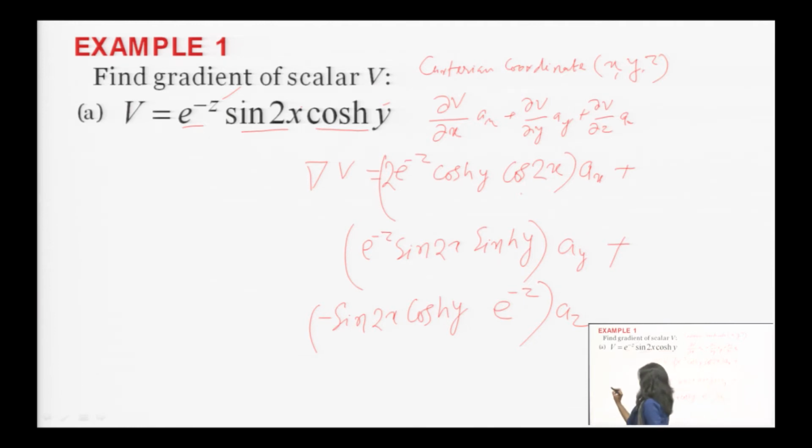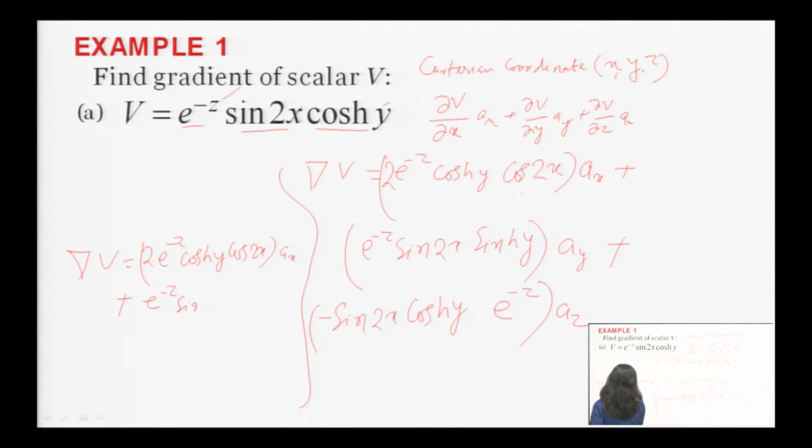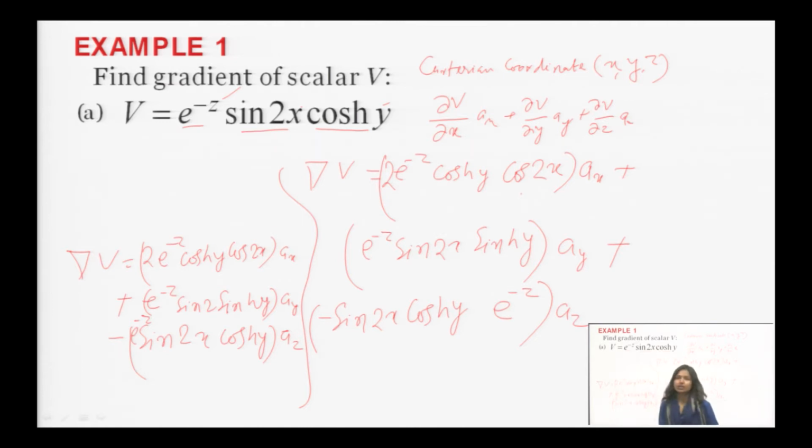We can simplify it and write del V equal to 2 e to the power minus z cos hy cos 2x ax plus e to the power minus z sin 2x sin hy ay, and minus sin 2x cos hy e to the power minus z multiplied by az. This is the final answer of the gradient of V, where V is given in Cartesian coordinates. Cartesian coordinates are also known as rectangular coordinates.